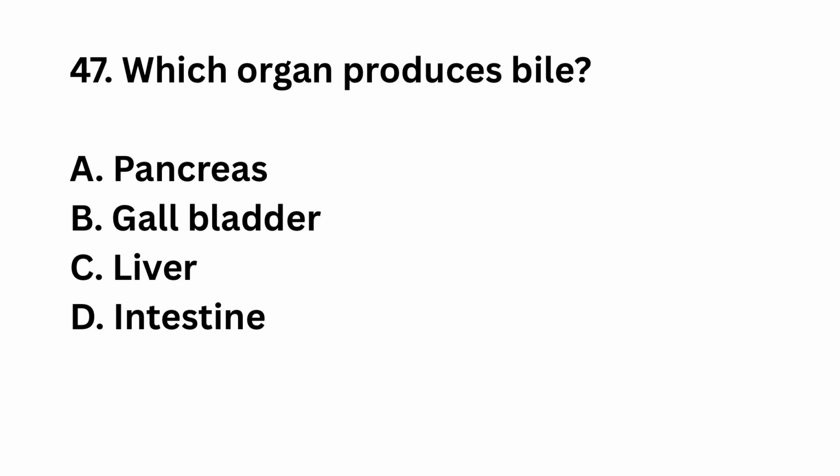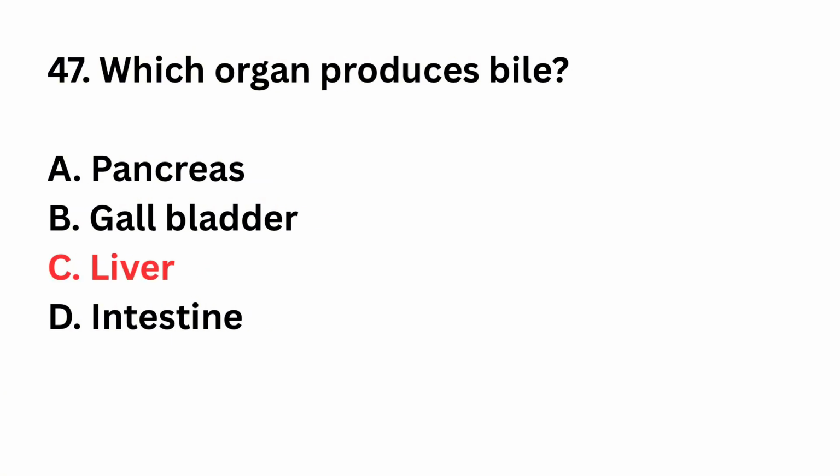Question number 47. Which organ produces bile? Pancreas, gallbladder, liver, intestine. The right answer is option C, liver. Liver synthesizes bile for fat digestion.